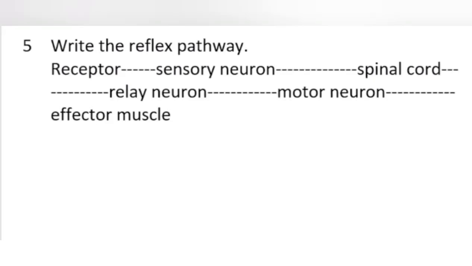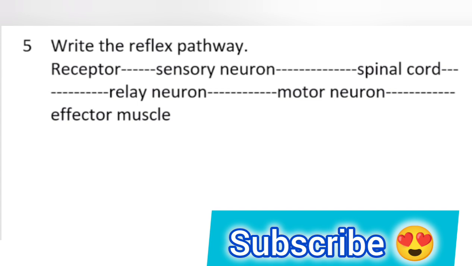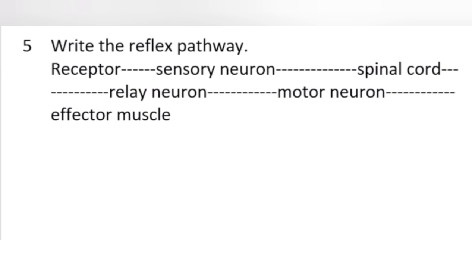Write the reflex pathway. The path through which the reflex action impulses are passing is called a reflex pathway, or otherwise called a reflex arc. It involves the receptor which receives the information and then it sends the signals through a sensory neuron to the spinal cord. Inside the spinal cord, there is a connecting neuron, a small one called a relay neuron. This relay neuron will pass the information for action through the motor neuron to the effector muscle. So this involves a reflex arc.